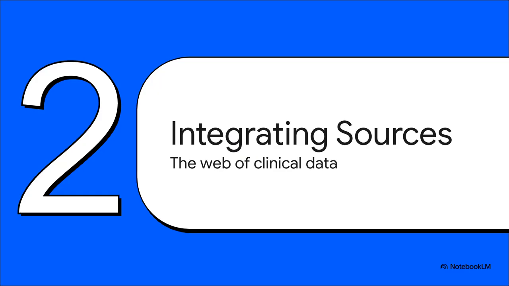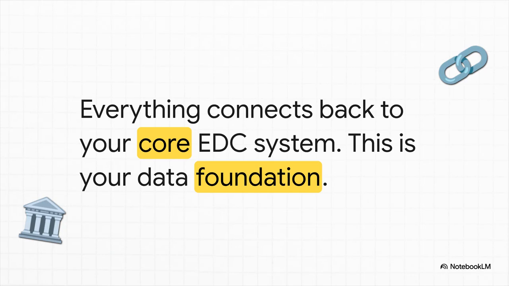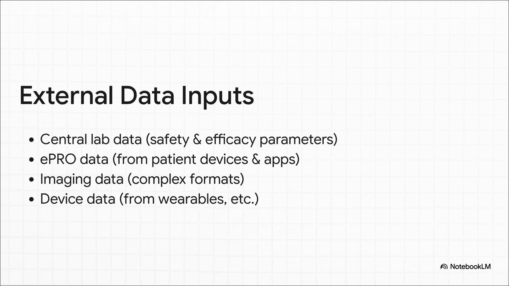Okay, so now let's get into the specifics. What kinds of data are we even talking about here? Because understanding this web of information is absolutely the first step to mastering it. Remember, everything comes back to your core EDC system. This is your home base, right? The system you already know inside and out. All the external data we're about to talk about has to be reconciled and integrated with what's captured right here. So what kinds of things are we plugging in?